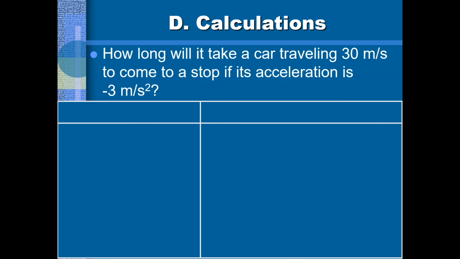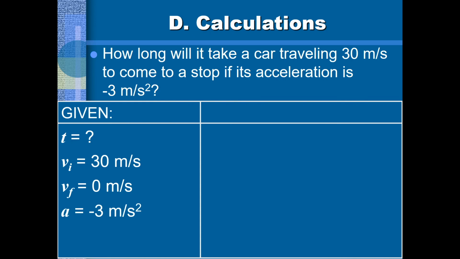Alright, how long will it take a car traveling at 30 meters per second to come to a stop if its acceleration is negative 3 meters per second squared? So again, our equation is dealing with a final velocity, initial velocity, time, and acceleration. How long is asking for a time, so we're looking for a time. Initial velocity would be 30 meters per second. What would be the final velocity? 0. And then our acceleration is negative 3 meters per second squared.